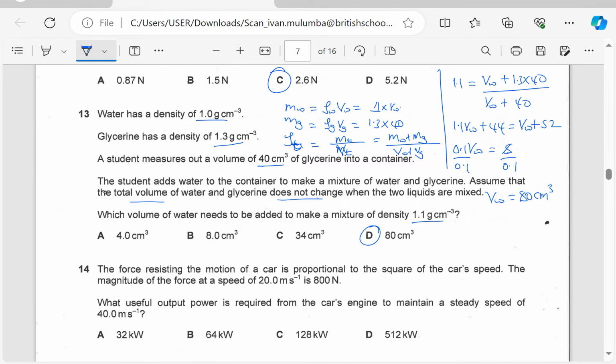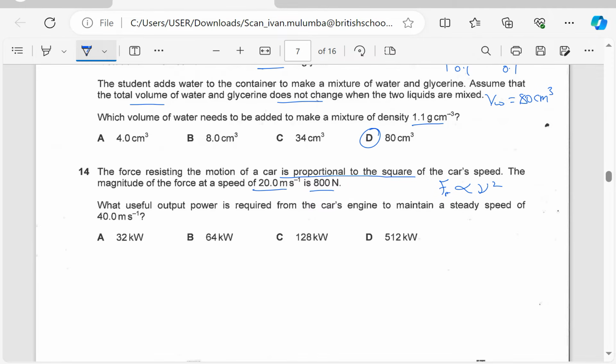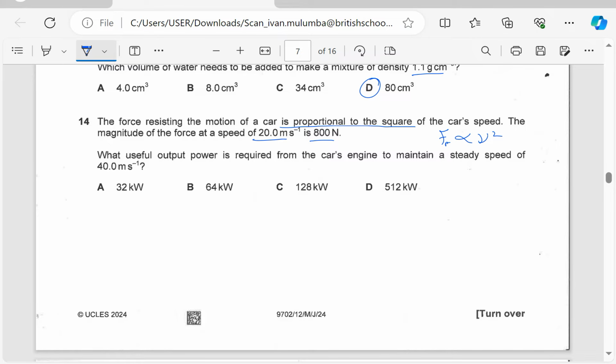This is a past paper question. The force resisting the motion of a car is proportional to the square of the car's speed. I think that one should be known. Force of resistance is always proportional to the square of the speed. The magnitude of the force at the speed of 20 is 800. This is a past paper question too. What useful output power is required from the car's engine to maintain a steady speed of 40 meters per second?